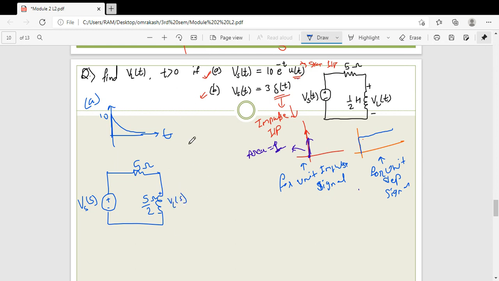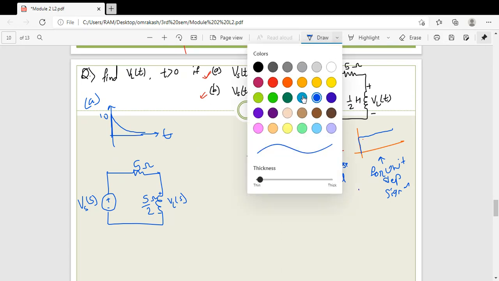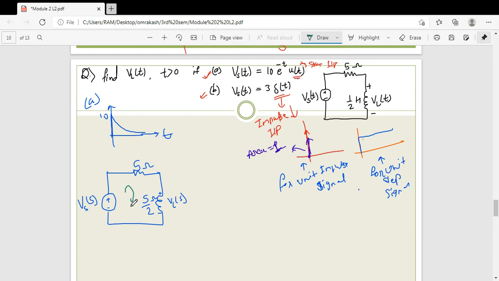So this is a simple circuit. When you redraw the circuit in terms of the Laplace domain, this is your circuit. So here the current flowing is I of S, right? Now you need to find the VL, right? You need to find out this VL. So you can easily find this VL by using the voltage division rule, right?